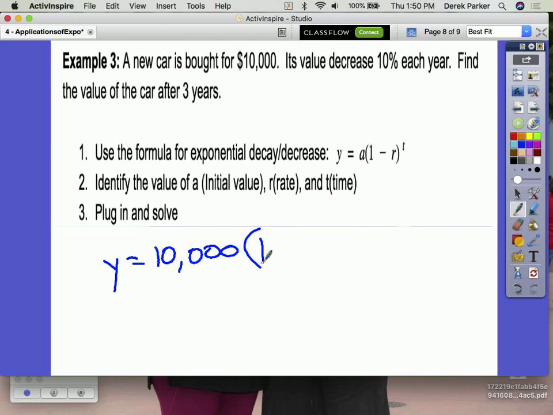1 minus the rate, which is 10% each year, and then your time is the year. And I want to know the value of the car after 3 years. Okay, so now let's try that out. 1 minus 0.10, to the power of 3, times 10,000, and I get Y equals 7290. So after 3 years, that new car will be worth $7,290. That's how you use the formula for exponential decay or decrease.